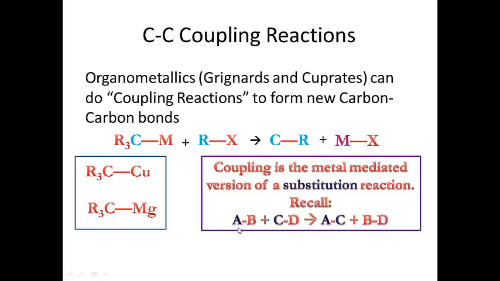Remember from organic chemistry part 1, when we did substitutions, we said AB plus CD gave us AC plus BD, where A and C are now bonded together and B and D are now bonded together if the reaction is a substitution. So it's the exact same concept here. The only difference is there's a metal involved, and that metal has a covalent bond to carbon.